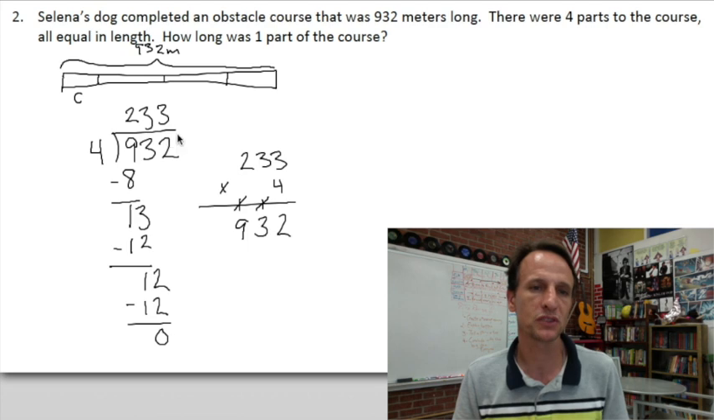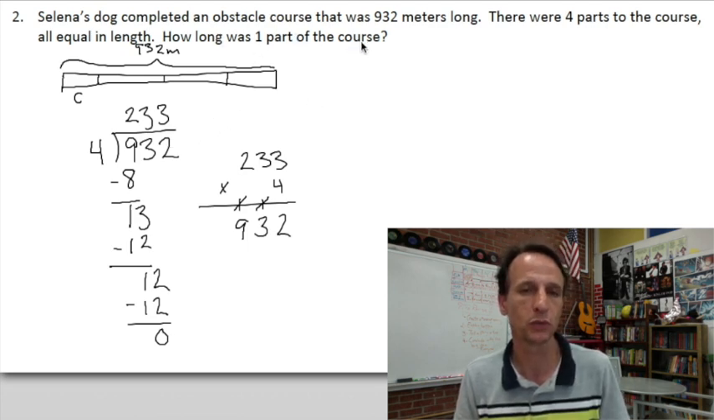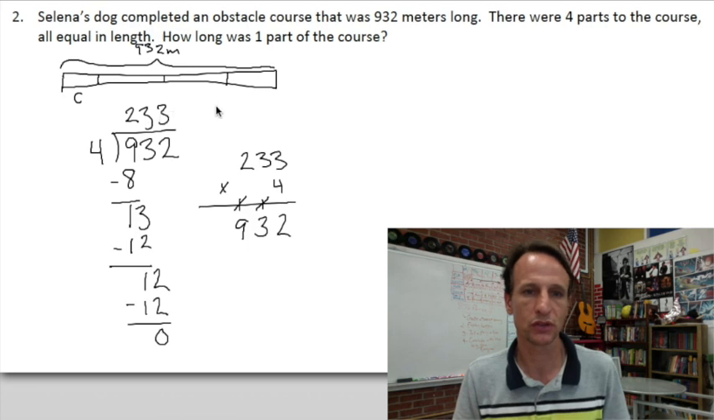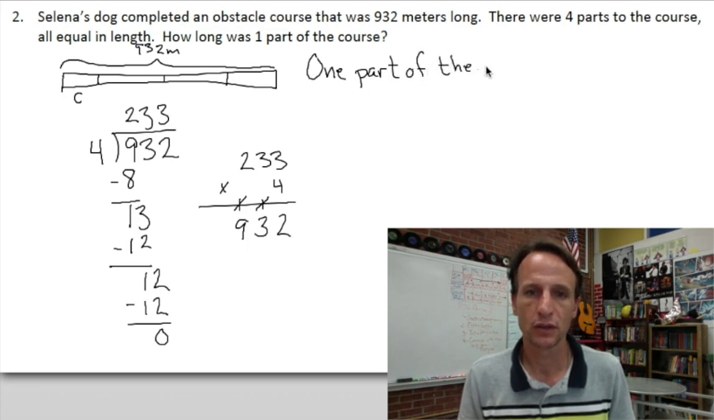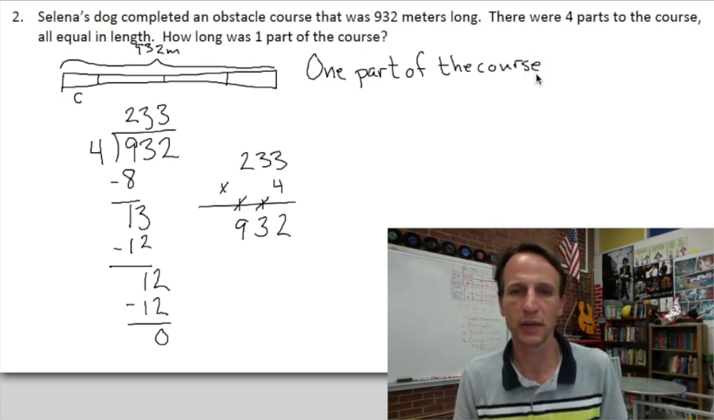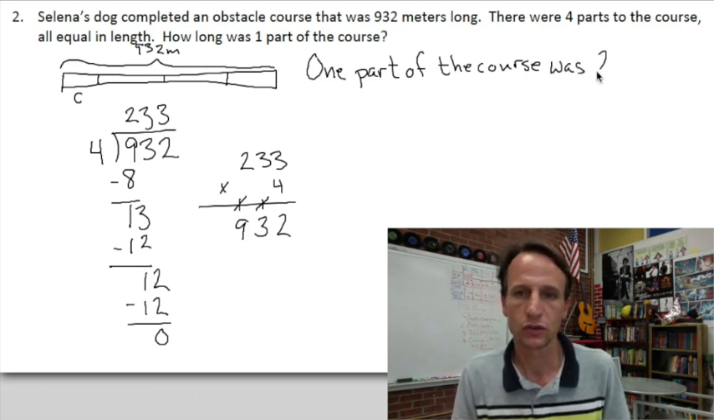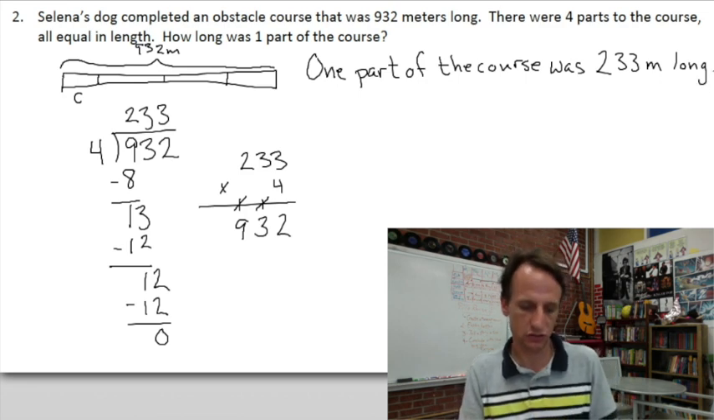So each part of the course is how long? How long was one part of the course? Well, it's 233. And what are we talking about? Meters, yes. So we could say one part, or we could say each part. One part of the course. And for some reason they tell this all in the past tense, so I guess we'll stick with that. One part of the course was 233 meters long. Period. Go, Selena's dog, go.